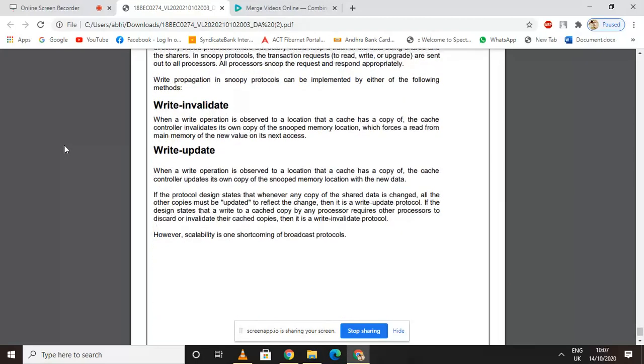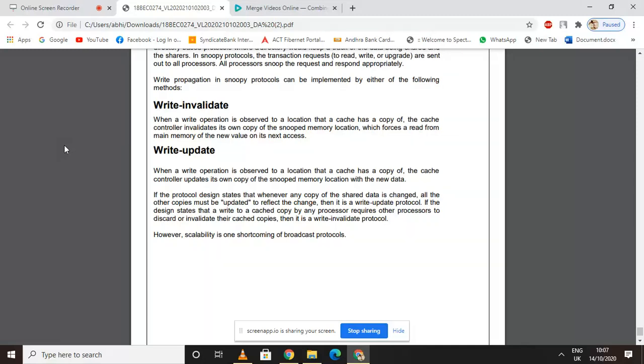Write invalidate: when a write operation is observed to a location that a cache has a copy of, the cache controller invalidates its own copy of the snooped memory location, which forces a read from main memory of the new value on its next access.